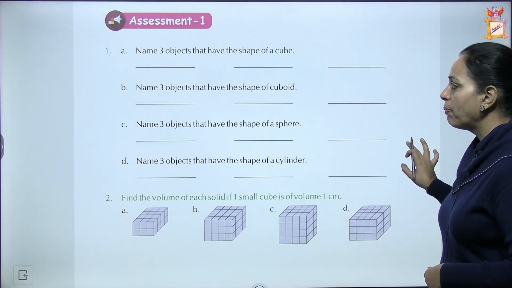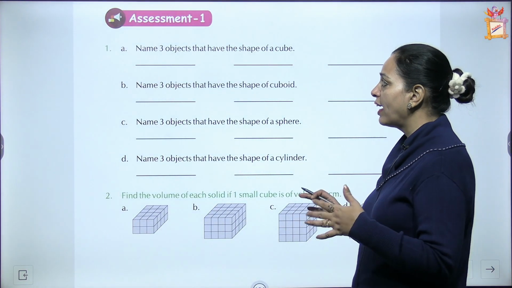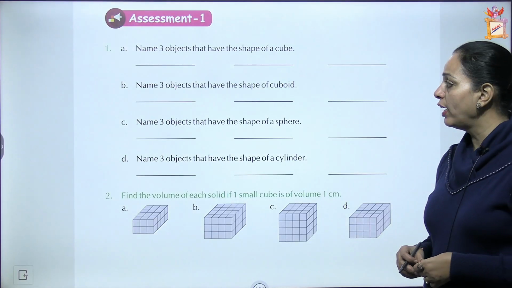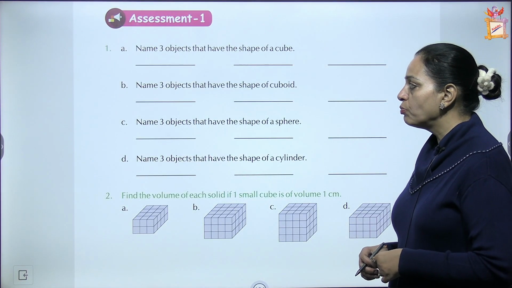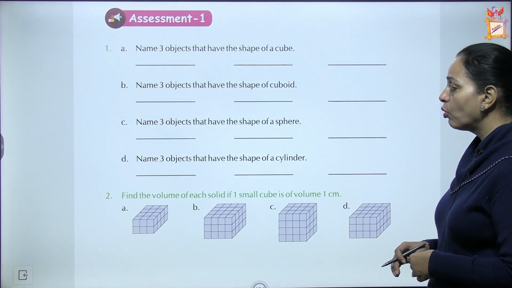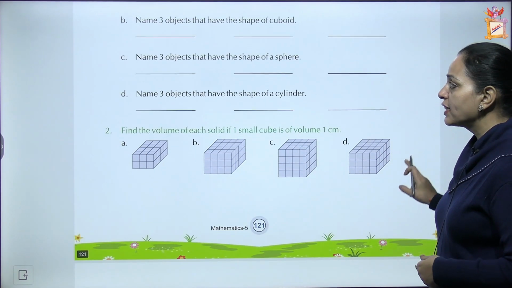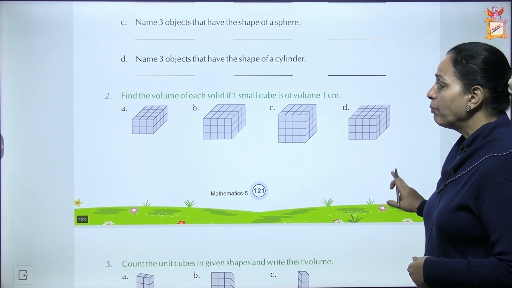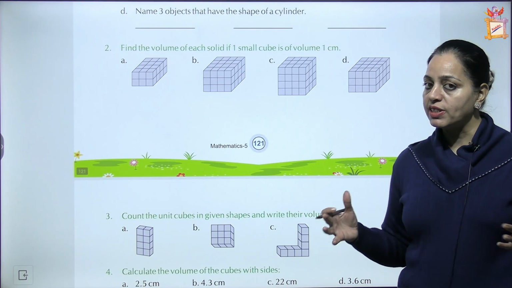Now assessment 1. First question, A part. Name 3 objects that have the shape of a cube. You know, ice cube, dice. Okay. The B part. Name 3 objects that have the shape of a cuboid, like matchbox, cupboard, book. And now name 3 objects that have the shape of a sphere. You can write it. And name 3 objects that have the shape of a cylinder.